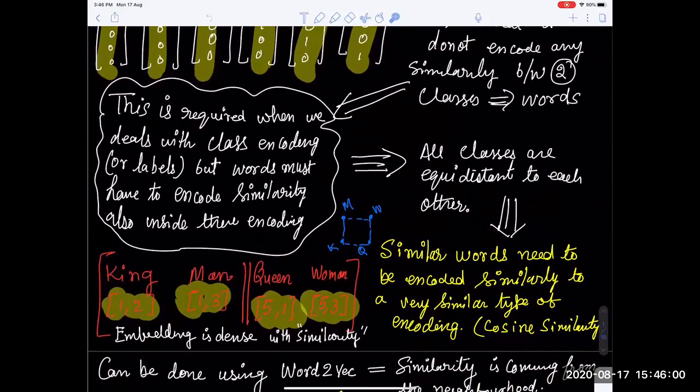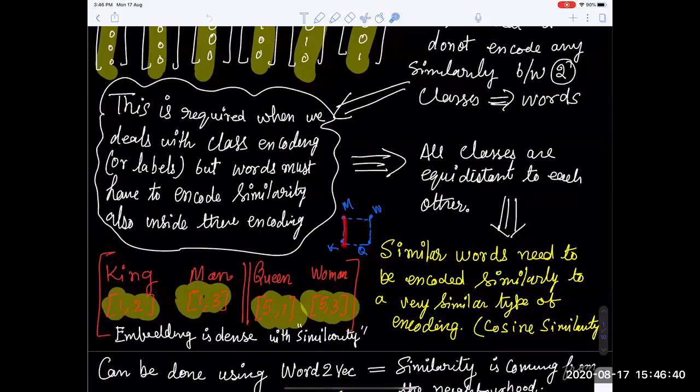Now let us see that we require king, man, queen, and woman, and suppose that king has the embedding 1,2, man has 1,3, queen has 5,1, and woman has 5,3. So this is my king's embedding 1,2, man's embedding 1,3, this is my queen's embedding 5,1, and woman's embedding, which is 5,3.